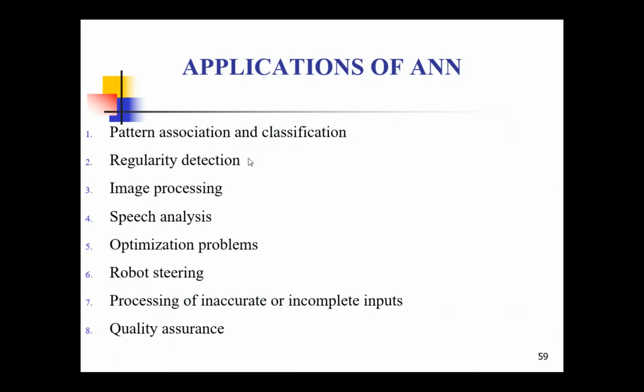So what are the various applications of ANN? Pattern association and classification, then regularity detection, then image processing. Most ANNs are used in image processing techniques. Then robots, then speech analysis, that is voice analysis. Then optimization problems for predicting outputs, then robot steering, the movement of robots. Then processing of inaccurate and incomplete inputs, which we can do because we can reduce fuzziness. Then quality assurance.